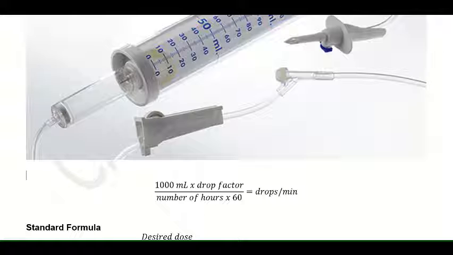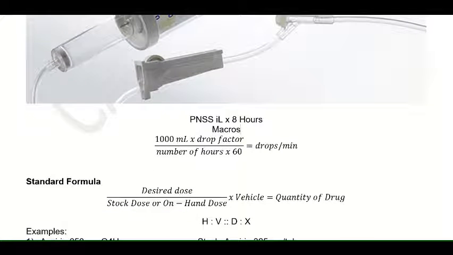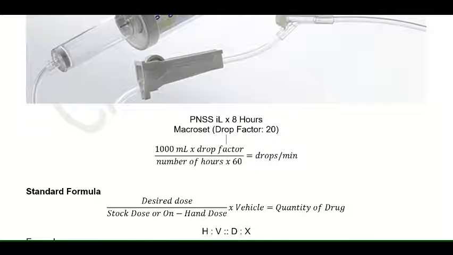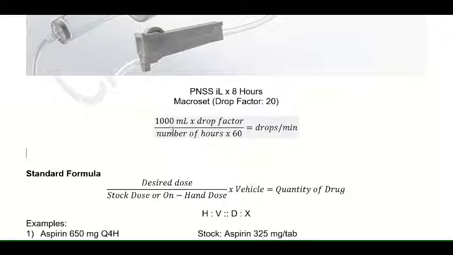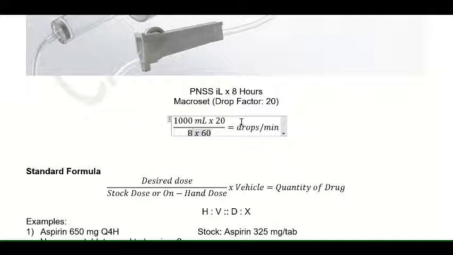I will go back to my example, which is plain NSS, 1 liter times 8 hours. I'll be using a macro set, let's say that set that I showed you earlier. That would give us a drop factor of 20. So, macro set with a drop factor of 20. So 1000 ml, this is the amount, times the drop factor, which is 20, then the number of hours, 8 hours, times 60. That will give me the drops per minute.